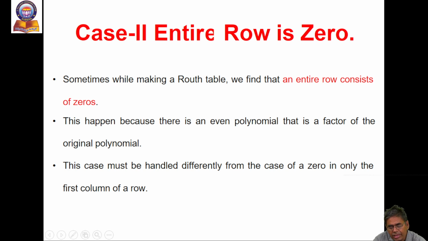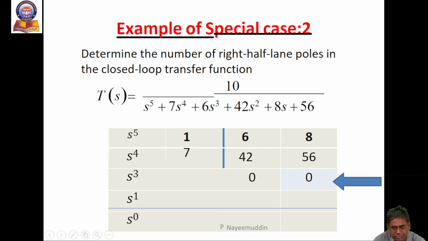Sometimes while making the Routh tabulation, we find that an entire row consists of zeros. This happens because there is an even polynomial that is a factor of the original polynomial. In this case, it must be handled differently from the case of a 0 in only the first column of a row.